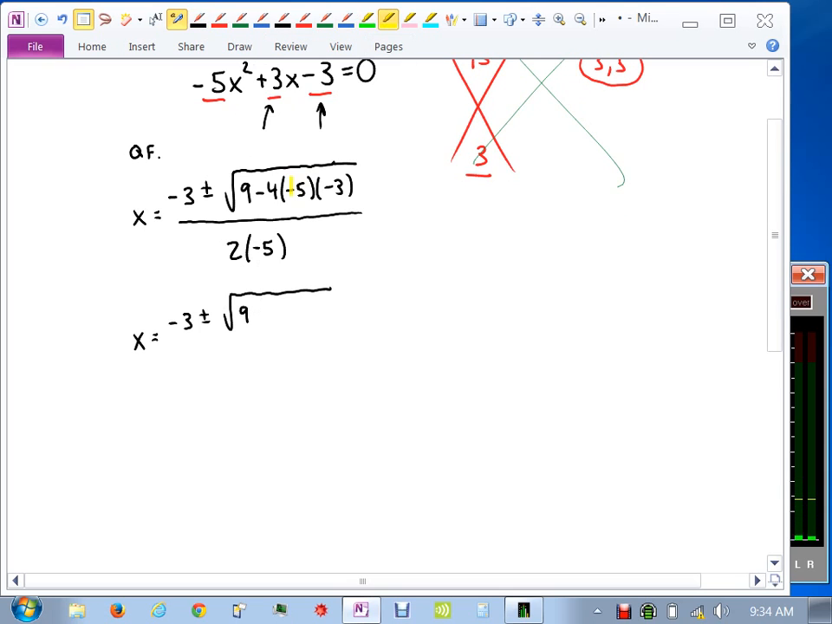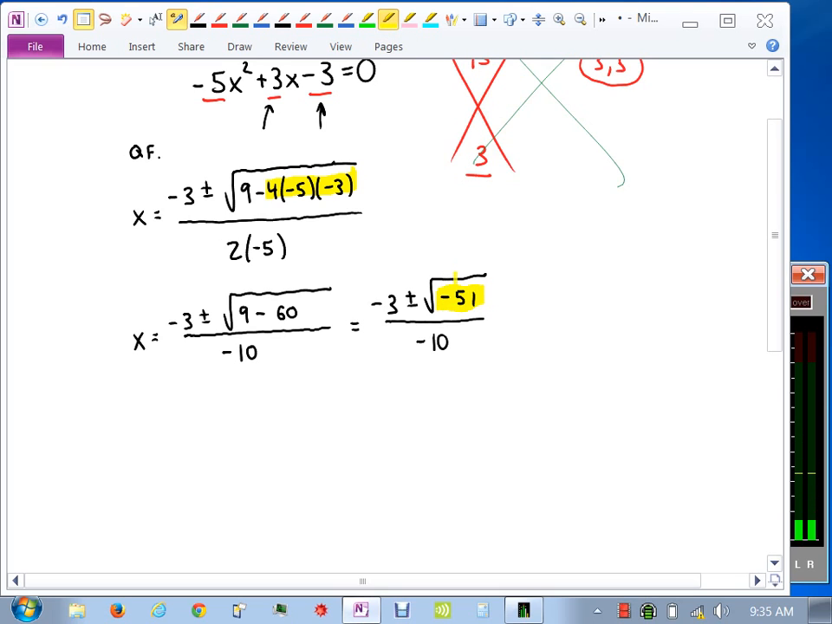And then now let me do these 3 numbers together. So I have my minus sign here. See, 4 times negative 5 is negative 20. Negative 20 times 3 is positive 60. So positive 60 like that. All over 2 times negative 5 is negative 10. Okay, so I get negative 3 plus or minus square root of 9 minus 60, which is negative 51, all over negative 10.